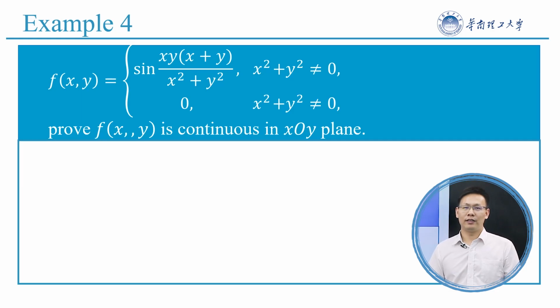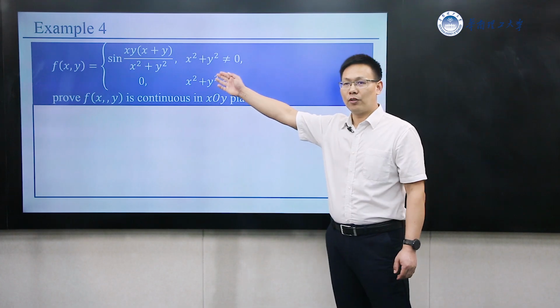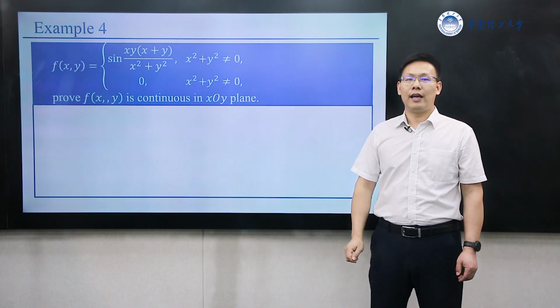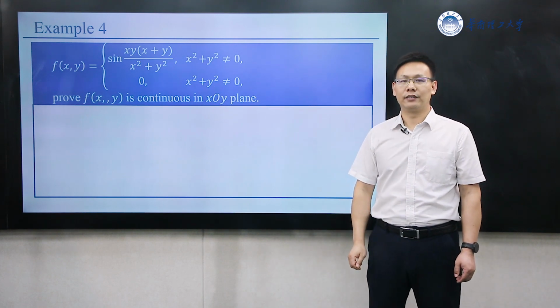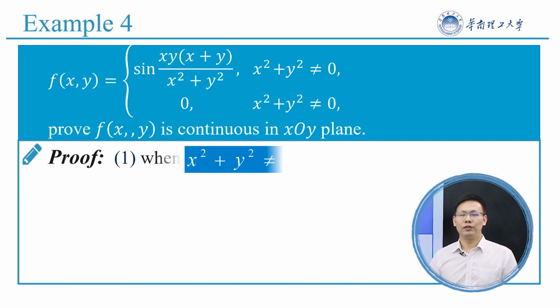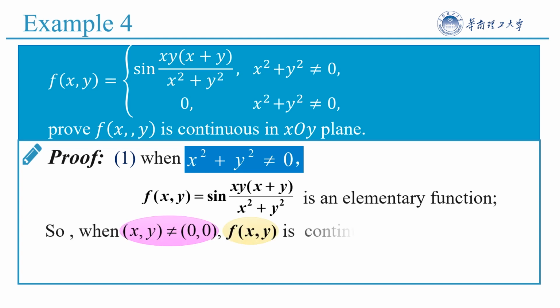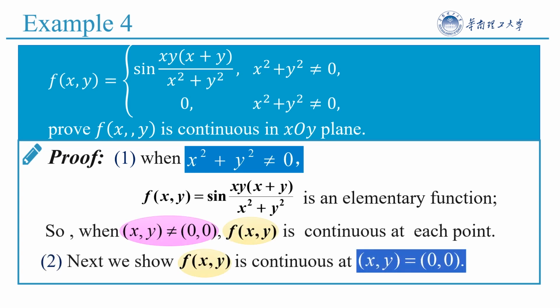Example 4. Let f(x,y) be defined as follows. Prove it is continuous in the XOY plane. Proof: when x squared plus y squared is not equal to 0, note that f(x,y) is an elementary function, so the function is continuous at any point (x,y) other than (0,0).